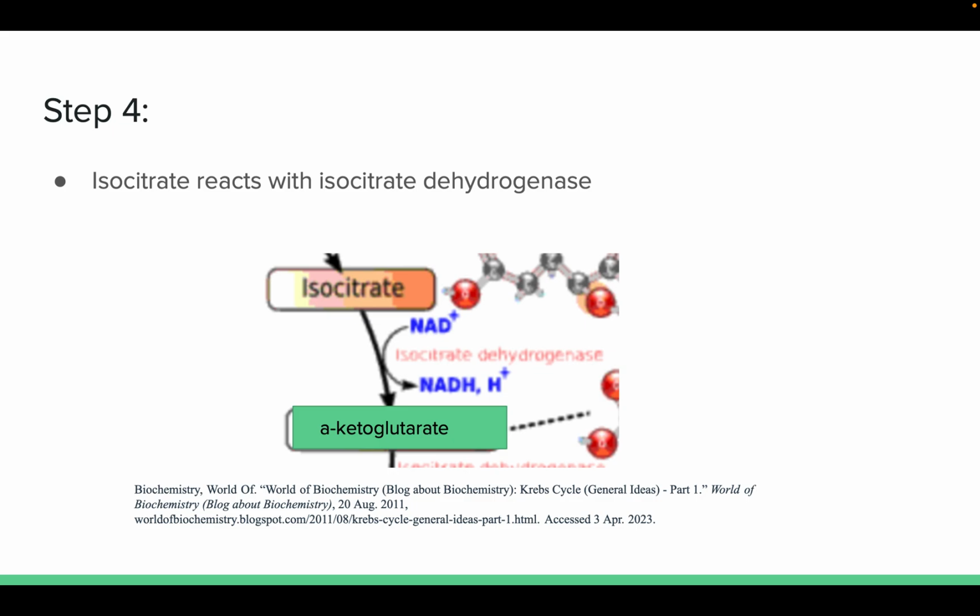In step 4 of this reaction, the isocitrate that was formed reacts with isocitrate dehydrogenase, with byproducts of CO2 and NADH, to form alpha-ketoglutarate. The NADH comes from the molecule of NAD being reduced, while the structure now only has 5 carbon atoms.